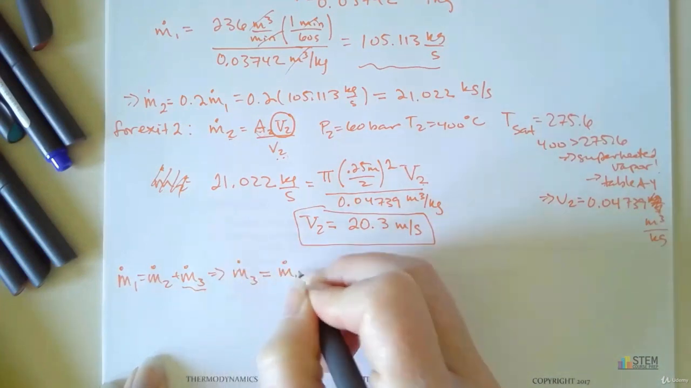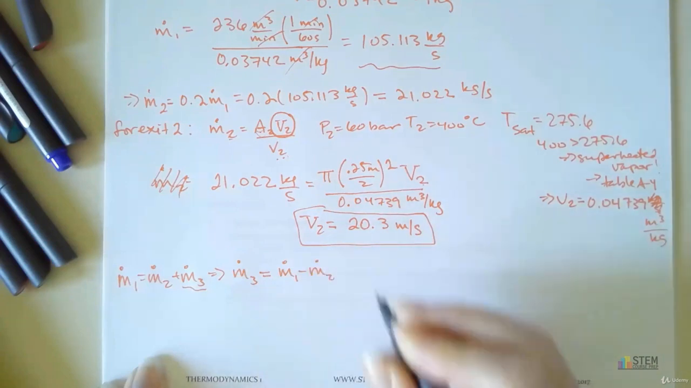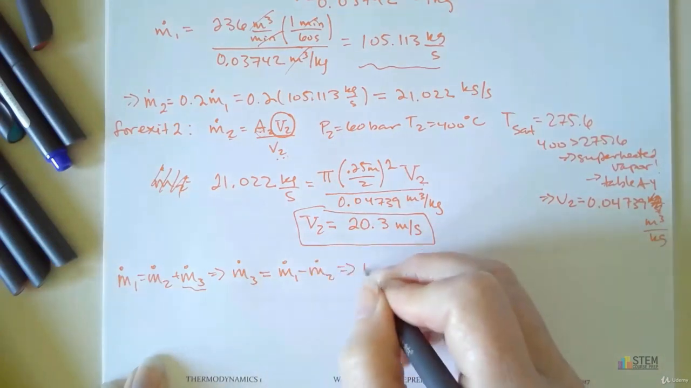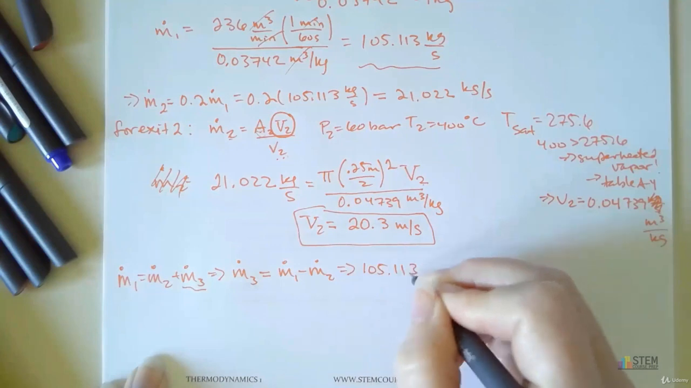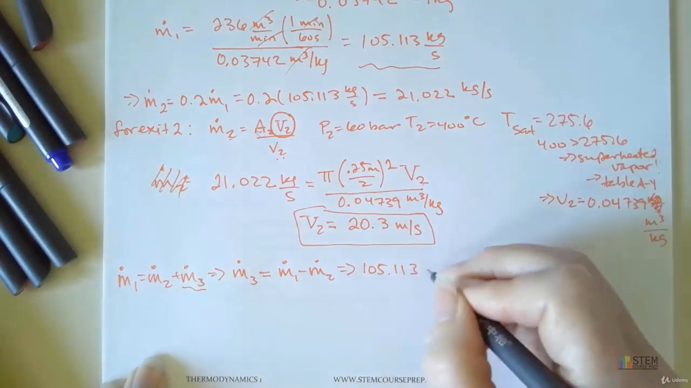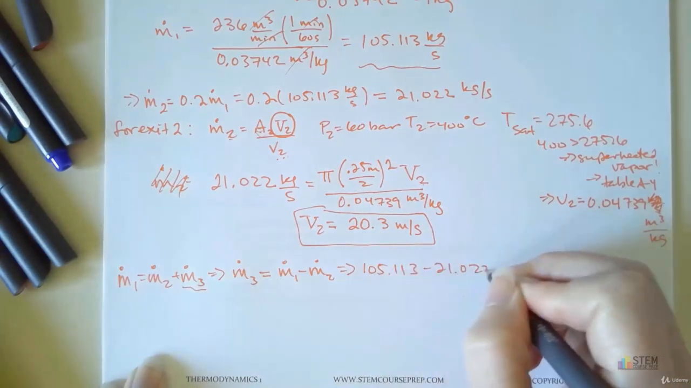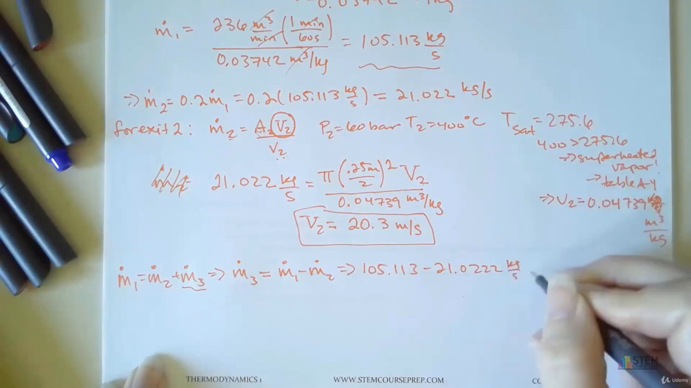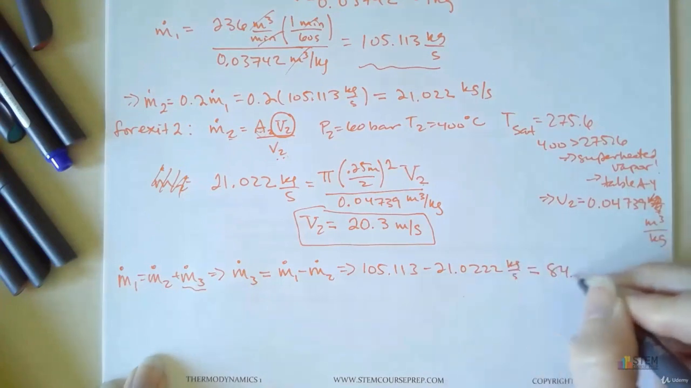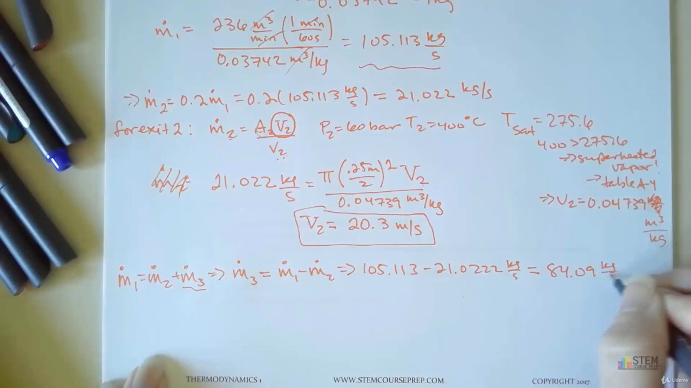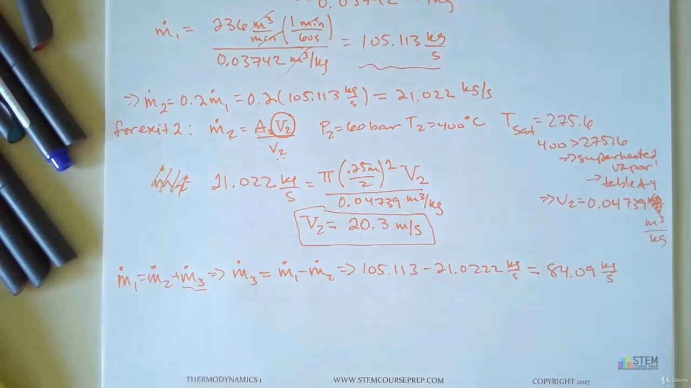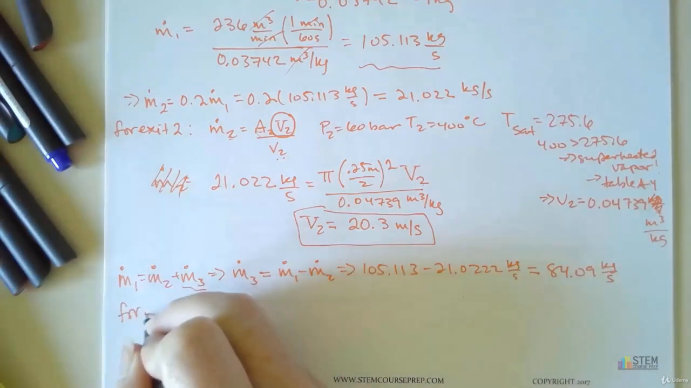So we're going to have M1 dot minus M2 dot. Plug in your numbers, you get 105.113 minus 21.022. Both of those are in kilograms per second. That gives you 84.09 kilograms per second. That's your mass flow rate at exit 3 from that turbine. Now let's analyze some things and get our velocity.